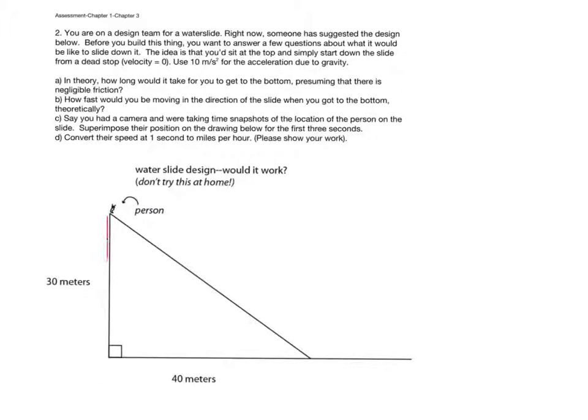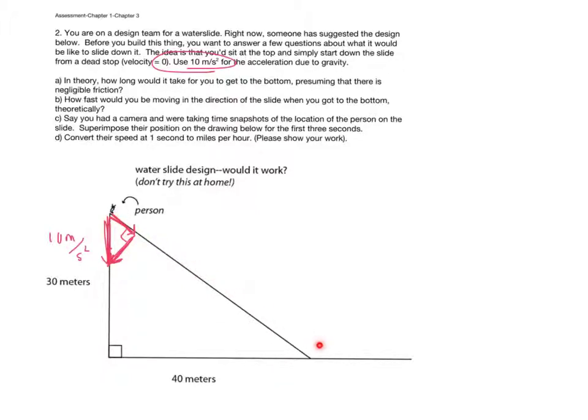So I've got the acceleration due to gravity here, and we're using 10 meters per second squared. And I've got that broken into two components: one like this, and then at 90 degrees to that, one like that. The one we're really interested in is the one in the direction of the slide, because that's the one that causes the velocity to increase as that person goes down here.